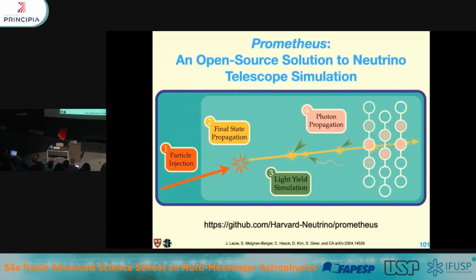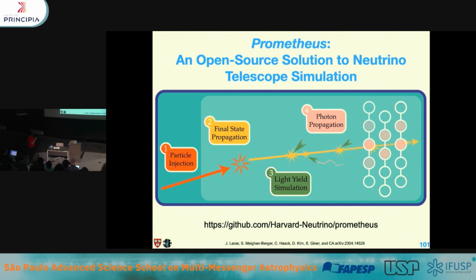Okay, so that's the end point of this first part. Essentially, we have talked about particle injection, muon energy propagation, muon losses, and photon propagations. It used to be that this could only be done within the collaborations, but recently we have put out this open source neutrino simulation that does all of the steps that I described for you.